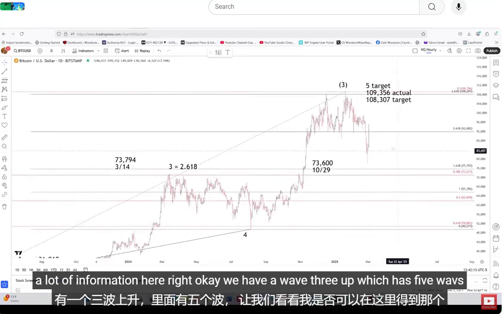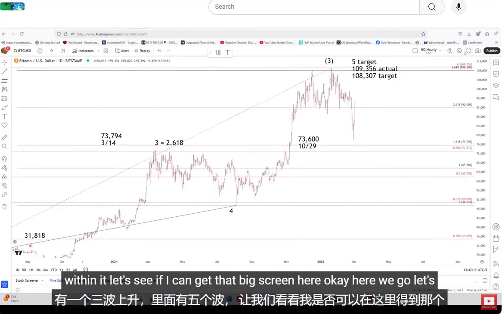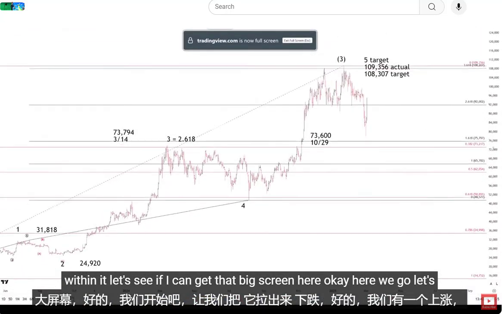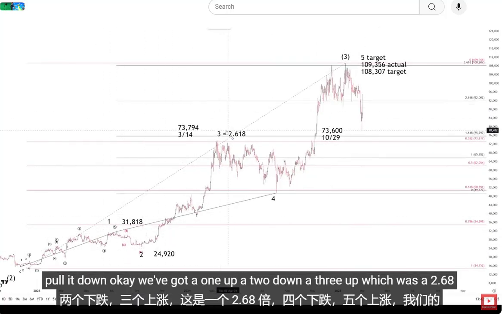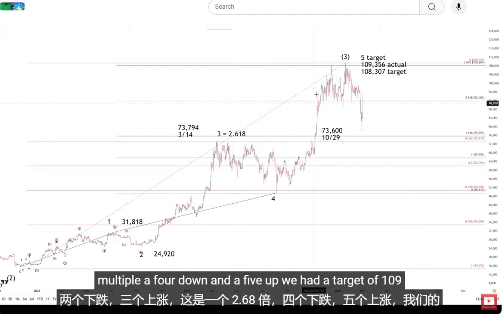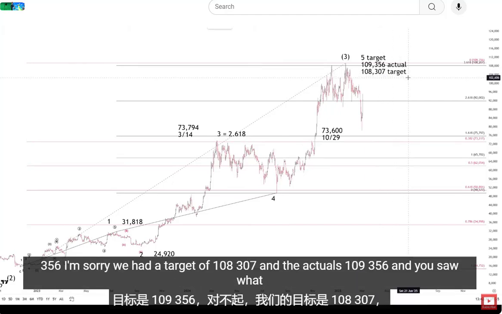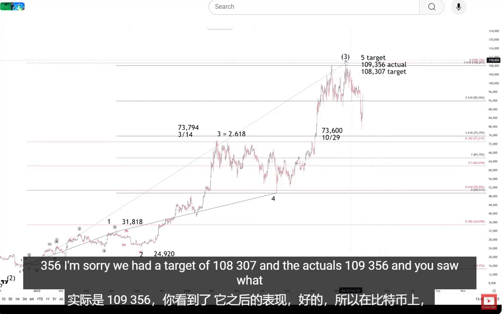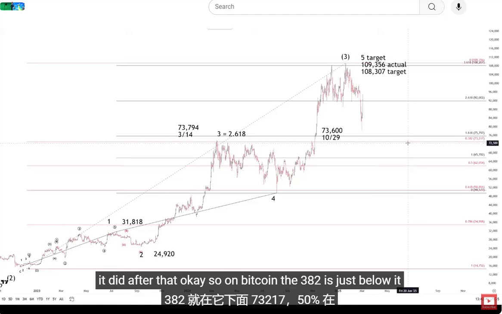Okay, we have wave 3 up, which has 5 waves within it. Let's see if I can get that big screen here. Okay, we've got a 1 up, a 2 down, a 3 up, which was a 2.618 multiple, a 4 down, and a 5 up. We had a target of 108,307, and the actual is 109,356, and you saw what it did after that.